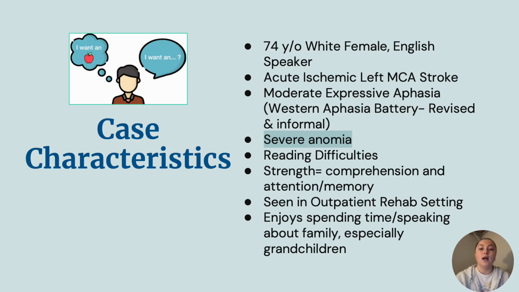For my case, I chose a 74-year-old white female who's an English speaker. She had an acute ischemic left MCA stroke. She has moderate expressive aphasia, and this was shown on the Western Aphasia Battery-Revised, the WAB-R, and an informal assessment of connected speech. This aphasia is characterized by severe anomia and reading difficulties. Her strengths include her comprehension, attention, and memory.